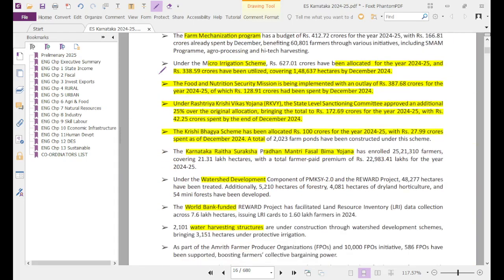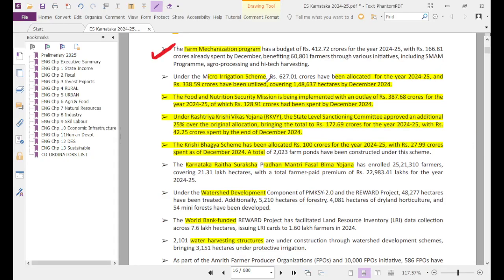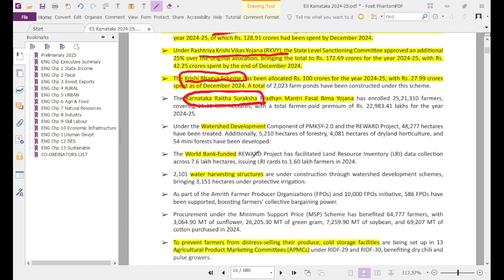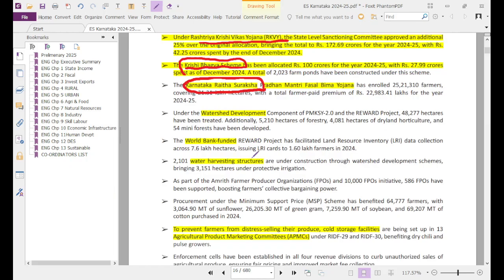Of course, there are challenges, and yet there are efforts being made. Farm mechanization is one to increase productivity. Micro irrigation schemes are there. The National Food Security Scheme already exists. Rashtriya Krishi Vikas Yojana, again a central sector scheme. The Krishi Bhagya scheme is there. Then Raita Suraksha and Fasal Bima Yojana, in line with the PM Fasal Bima Yojana, providing compensatory benefit to farmers who have suffered productivity losses due to unprecedented events like extreme weather conditions, floods and droughts.